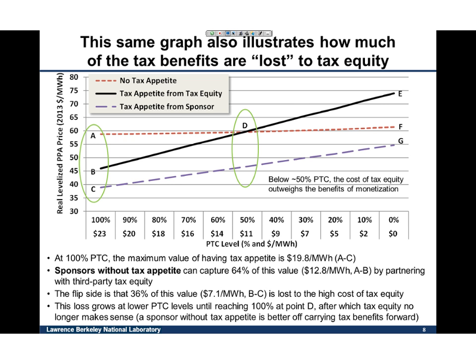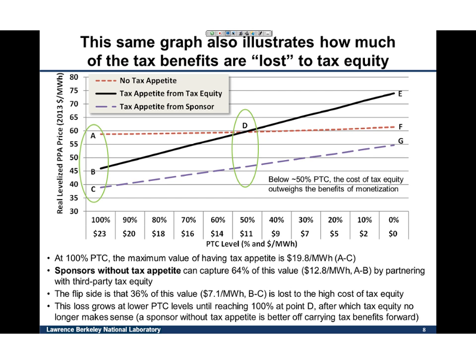And of course, the flip side of this is that roughly 36% of this value, or point B minus point C, is essentially lost to the high cost of tax equity. The size of this loss increases as the level of the PTC declines until virtually all of the value is lost at point D, after which the sponsor without tax appetite would be better off foregoing tax equity altogether in favor of project-level term debt and carrying forward unused tax benefits as needed.